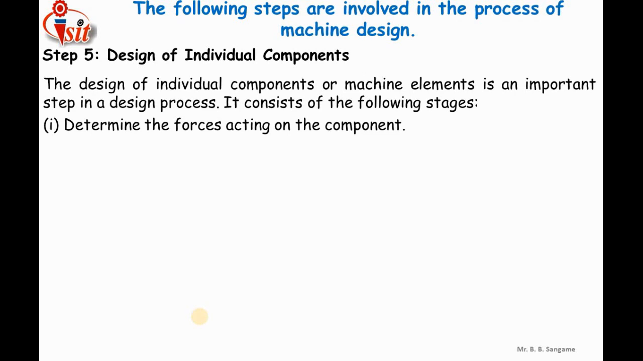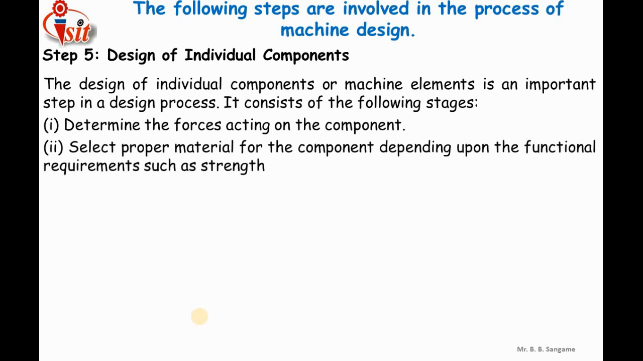At this stage, the design engineer has to think about whether the individual component is subjected to a static type of load, a dynamic type of load, or an impact type of load. According to that, he has to finalize how many types of forces are acting on a particular component. He has to work on the types of stresses induced on the component. According to that, he has to do the static, dynamic, and kinematic analysis of the individual component. After that, he has to select the proper material for the component depending upon the functional requirements, such as strength, rigidity, hardness, and wear resistance.